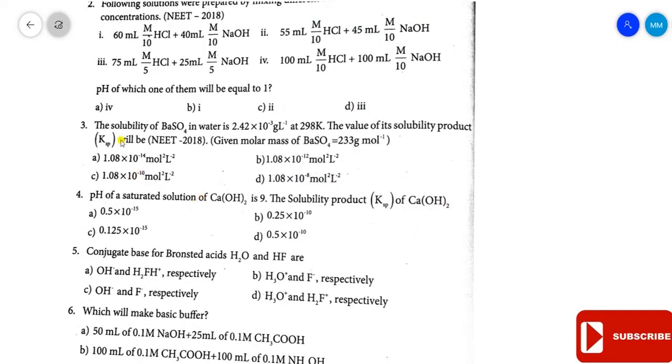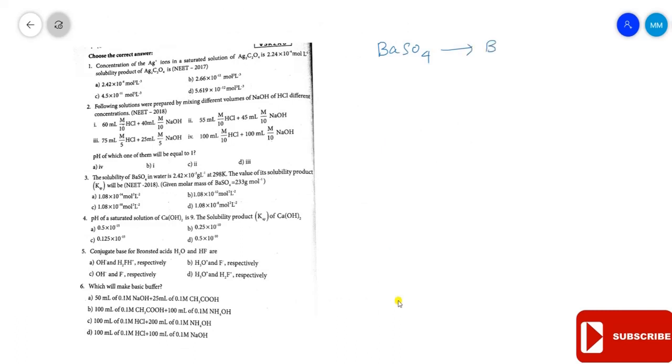Third question. The solubility of barium sulfate in water is 2.42 into 10 power minus 3 gram liter inverse up to 298 Kelvin. The value of its solubility product Ksp will be, given molar mass is equal to 233 gram mole inverse. You have to calculate the value of solubility product. Barium sulfate dissociates to give barium 2 plus and the sulfate ion.